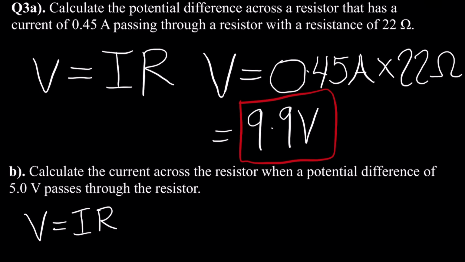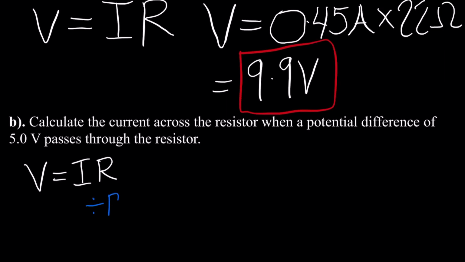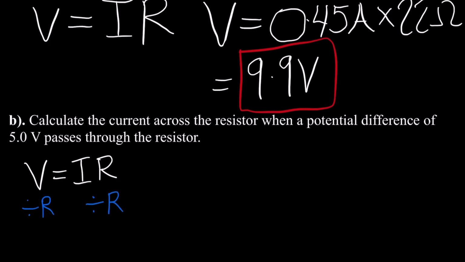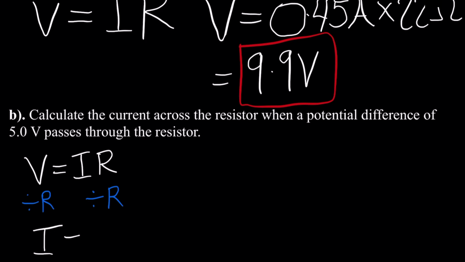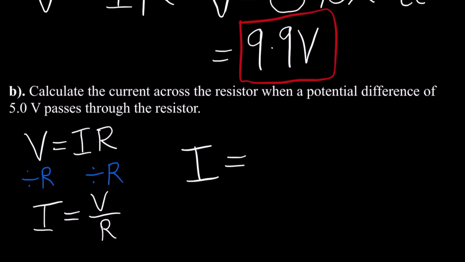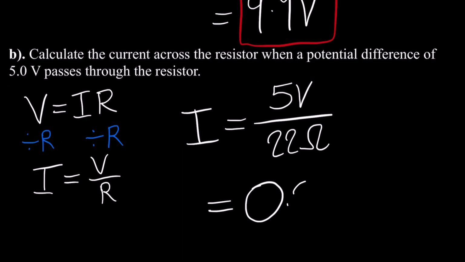However, this time we need to rearrange the equation to get it in terms of I because it's the current we have been asked to find. So we divide both sides by R so that we isolate the I, and this gives us I equals V over R. So now we substitute the 5 volts and the 22 ohms, and the answer to this is 0.23 amps, but to 2 significant figures.